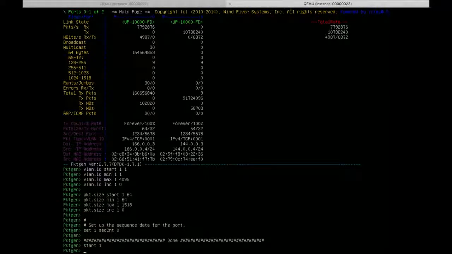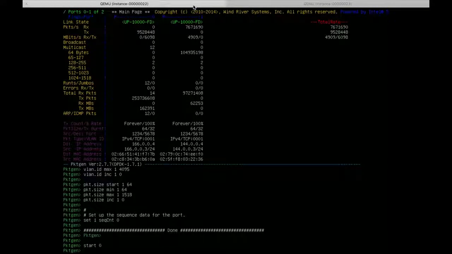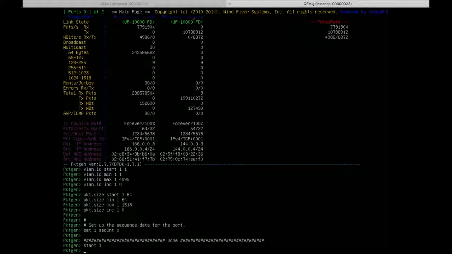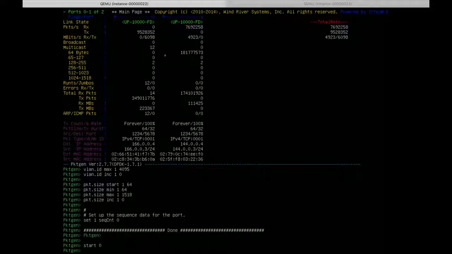Let's collect the average RX rate from both VMs. The average RX rate on the first VM is 7.5 million packets per second. The average RX rate on the second VM is 7.5 million packets per second. So we can conclude that the average RX rate for all VMs is 15 million packets per second, which corresponds to line rate on 10 gig interfaces.